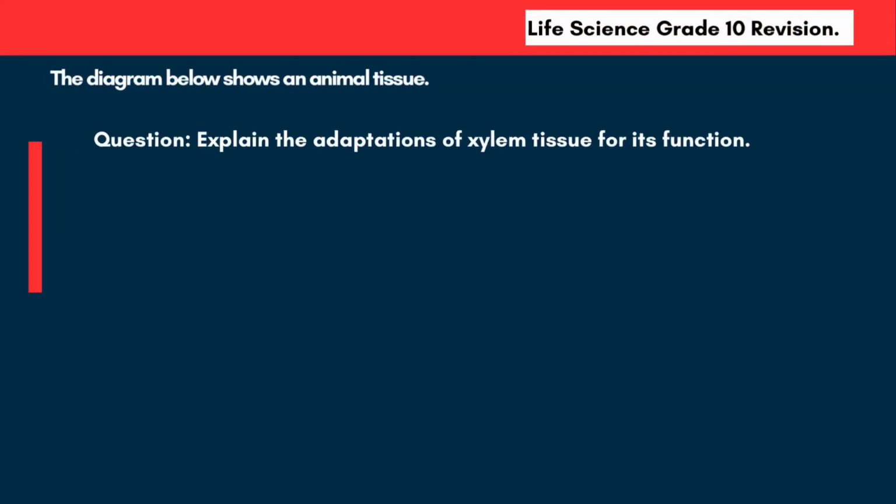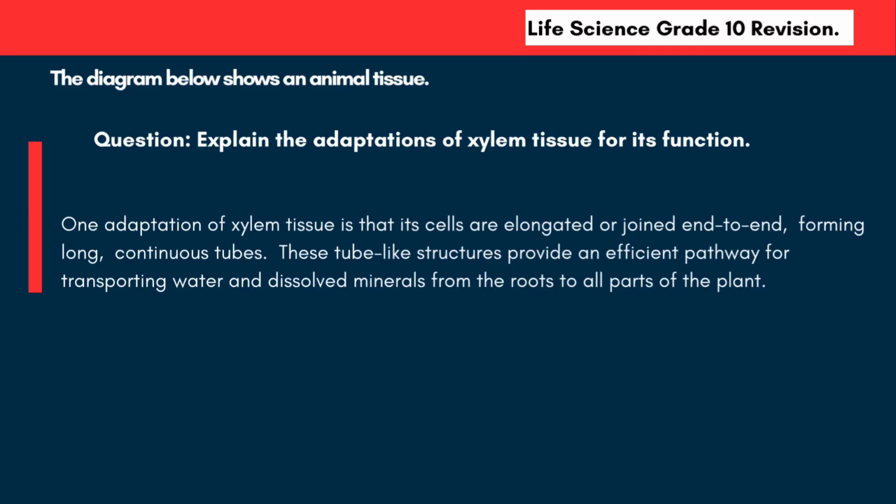Question: explain the adaptations of xylem tissue for its function. One adaptation of xylem tissue is that its cells are elongated and joined end-to-end, forming long, continuous tubes. These tube-like structures provide an efficient pathway for transporting water and dissolved minerals from the roots to all parts of the plant.